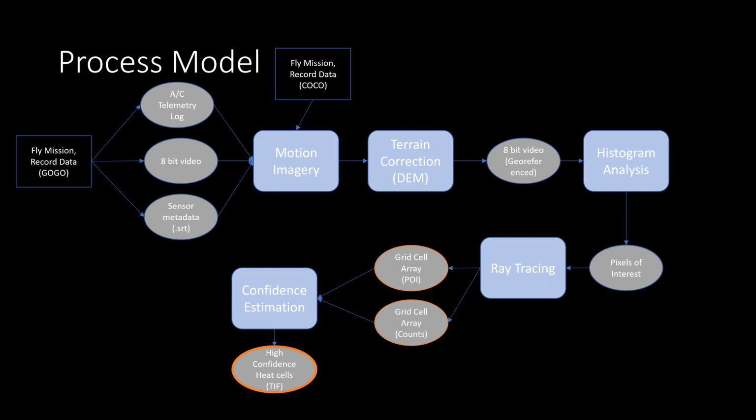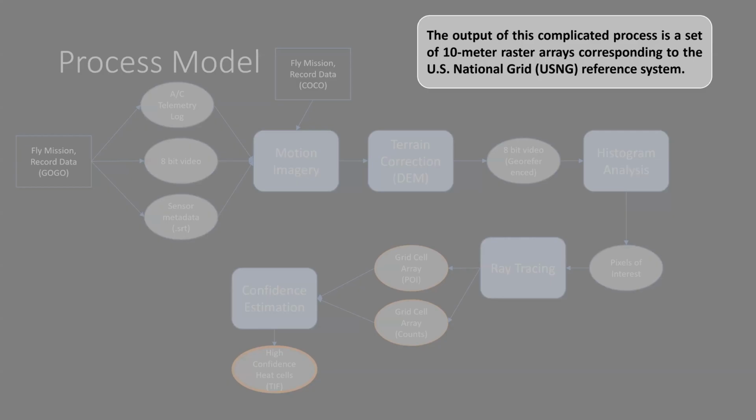From there, we gather up all of those pixels of interest that we observed and use them to populate a lower resolution grid cell array, which is basically a US National Grid 10-meter grid square array. From there, we're able to output some raster data, which we can then turn around and use.